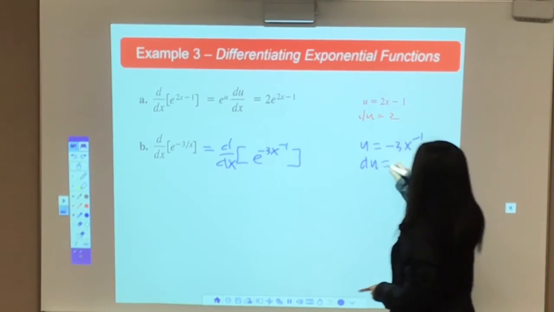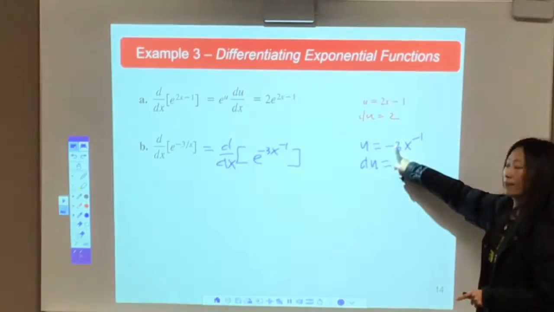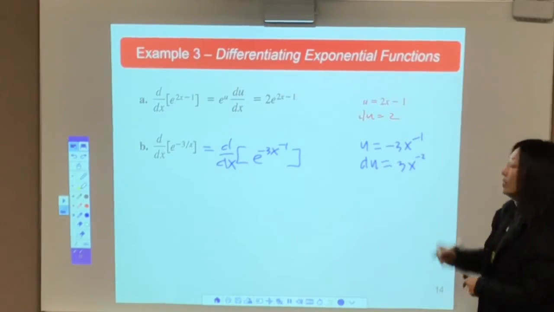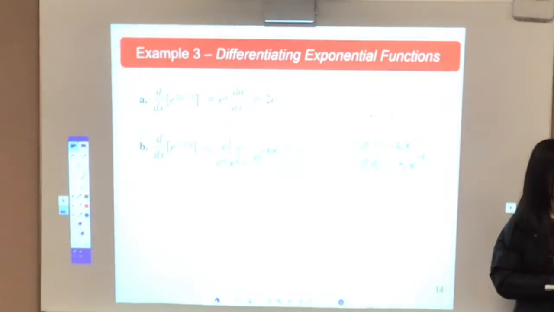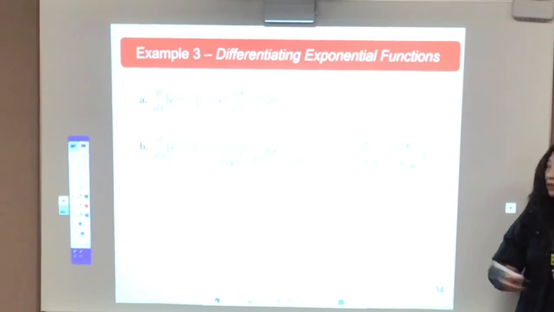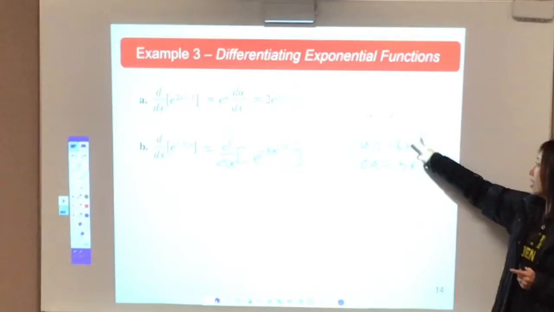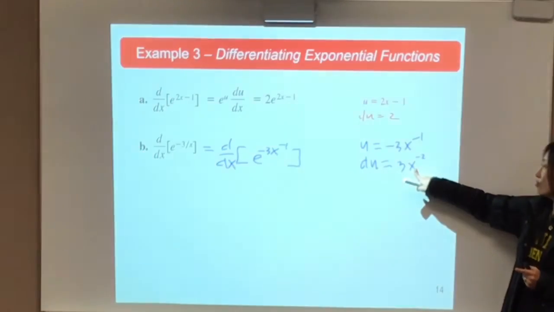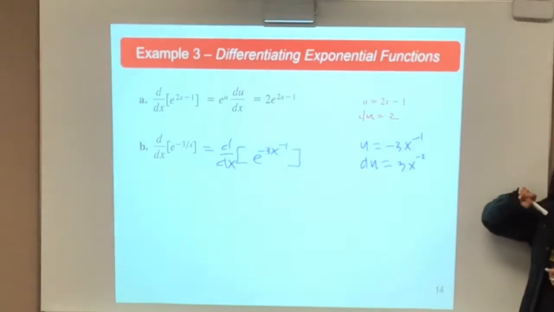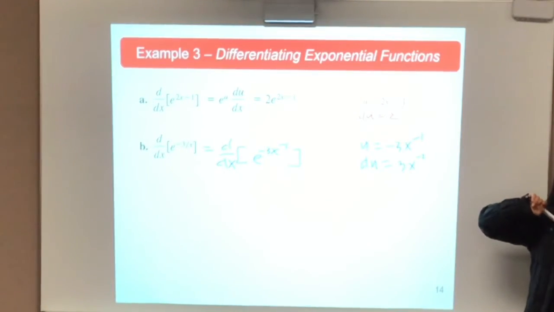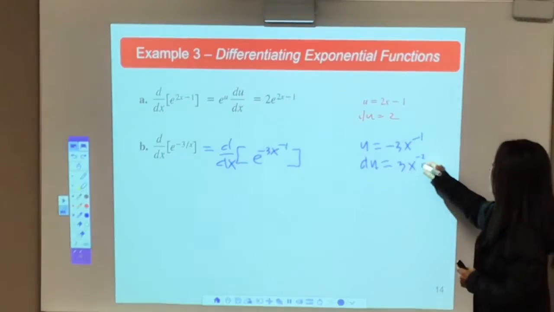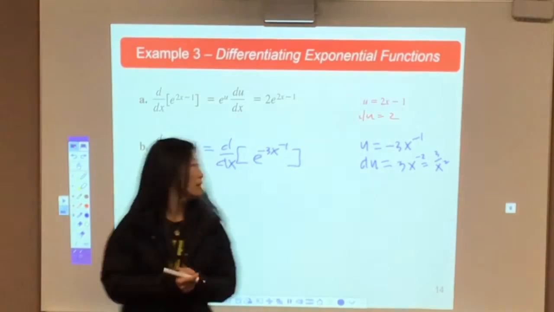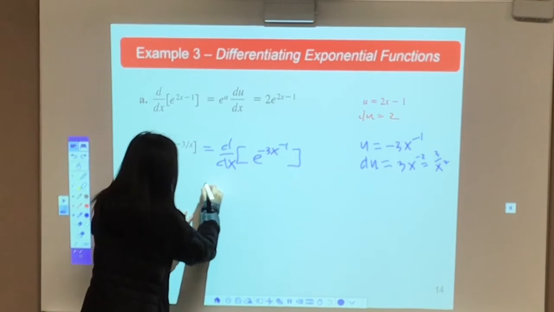What's my du? It becomes 3 and x to the negative 2. Are you following me, class? Take a derivative of this. Negative 1 times negative 3 gives you positive 3. x to the 1 less power gives you negative 2. So if I want, I can write it down as 3 over x squared.